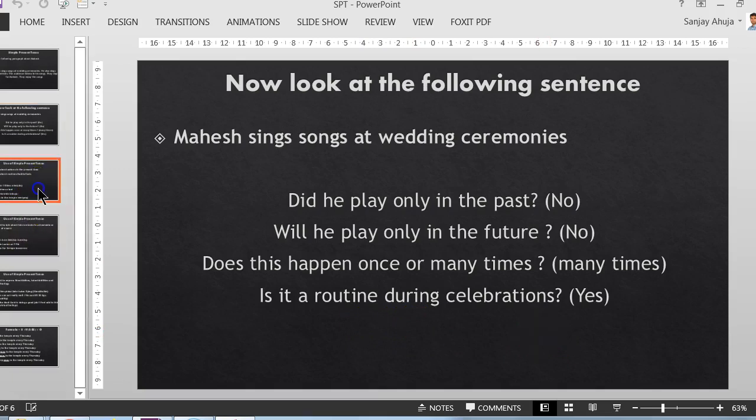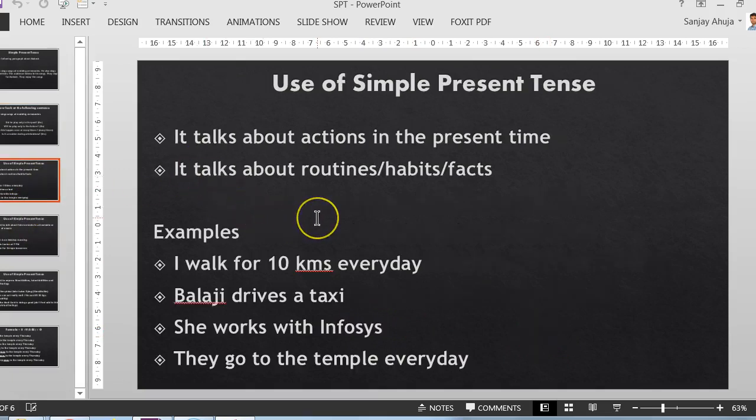Let's move forward. So when do we use the simple present tense? The first situation in which we use it talks about actions in the present time. It talks about routines, habits and facts. Let's look at some examples. I walk for 10 kilometers every day. Balaji drives a taxi. She works with Infosys. They go to the temple every day. Now these are all actions which are happening in the present time, and they are all about routines, habits and facts. They are happening on a daily basis.